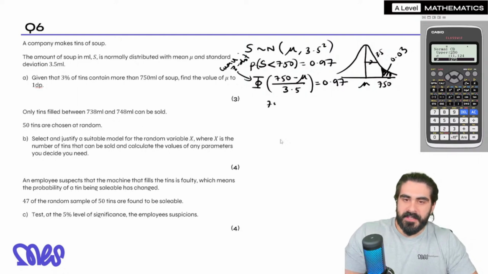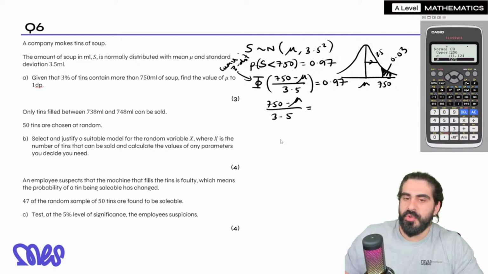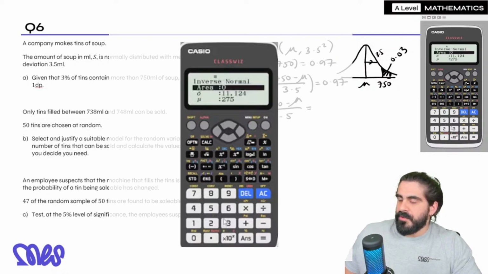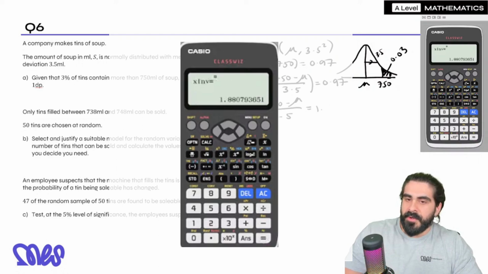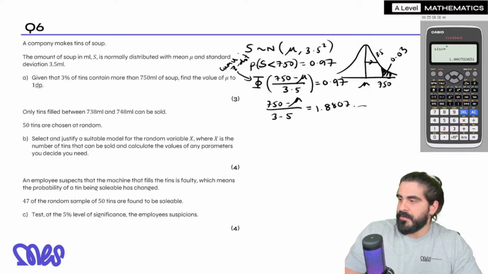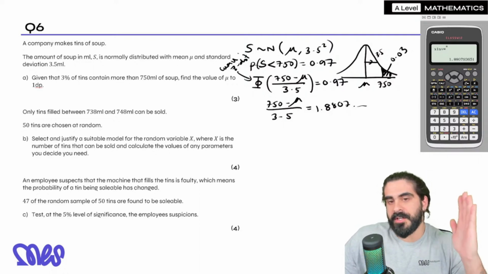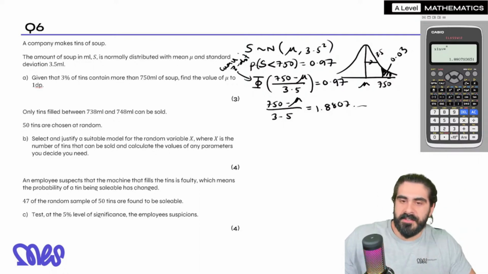Now we do inverse, and the reason is because we have to do inverse phi. It tells us that we have to use the inverse normal distribution. So there we go, menu 7, number 3 for inverse normal. The area is 0.97. Oh wait, sorry. Sigma is now 1, isn't it? Because we've converted to Z. Mu is 0. So 1.8807. So it's the cumulative Z distribution, not the same as Z, but it's all the Z values up until the point we're interested in.